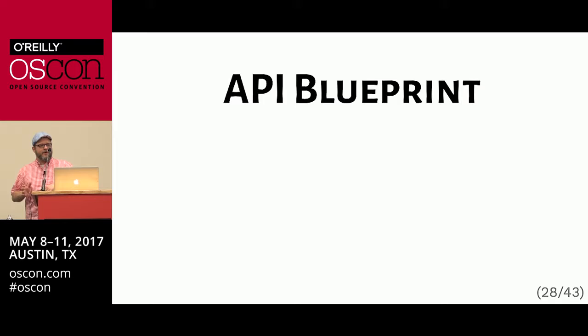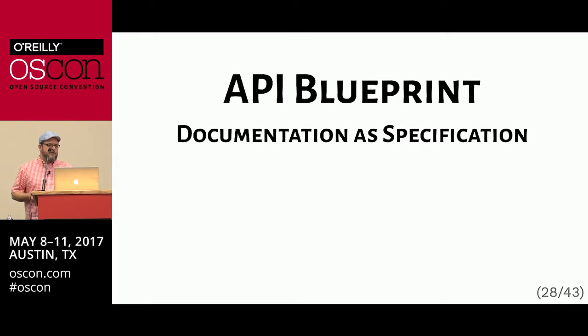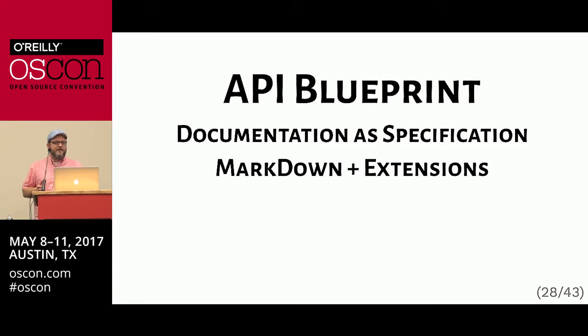And then there's a third specification format, and this is called API Blueprint. And this one takes a slightly different approach. So Blueprint is documentation as specification. The entirety of a blueprint document is Markdown plus some extensions that are specific to this use. So we'll take a look at that real quick.